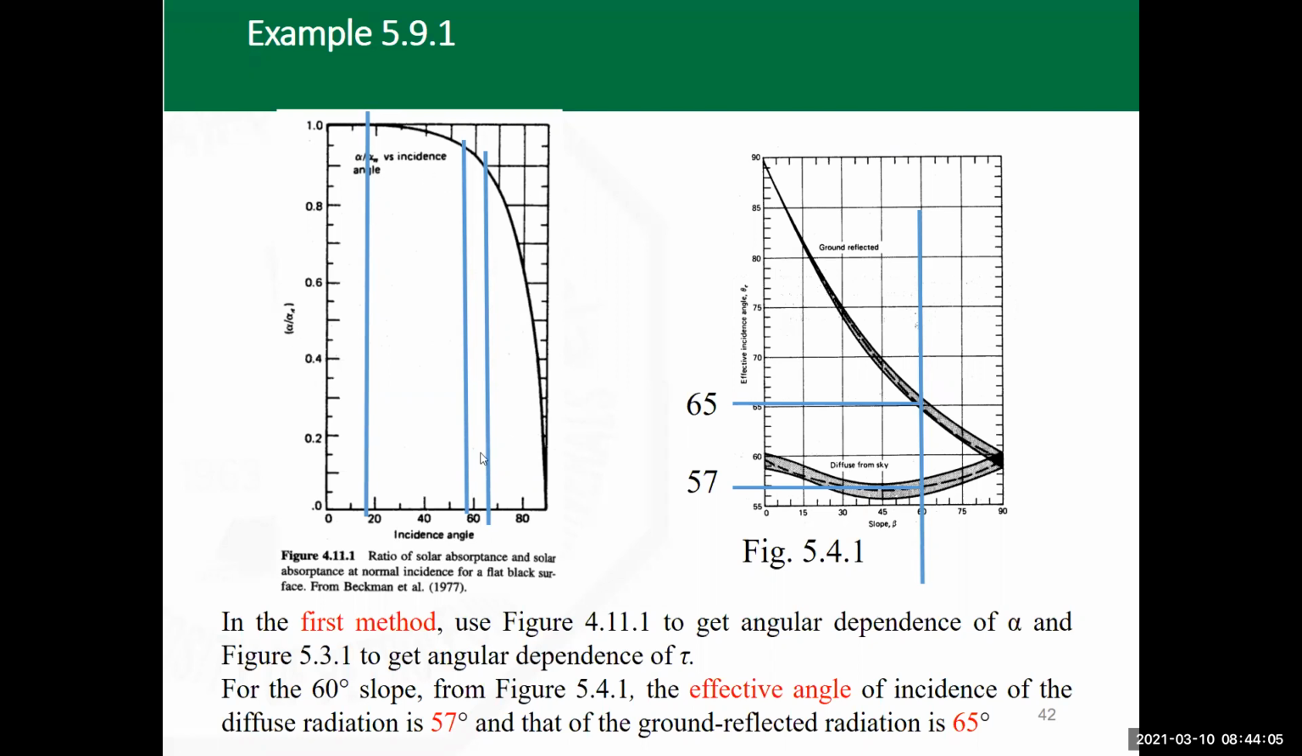So figure 4.11.1 has been utilized to obtain the ratio of alpha over alpha n for the three components of radiation that we have. Figure 5.4.1 has been useful to determine the effective angle corresponding to each one of them.